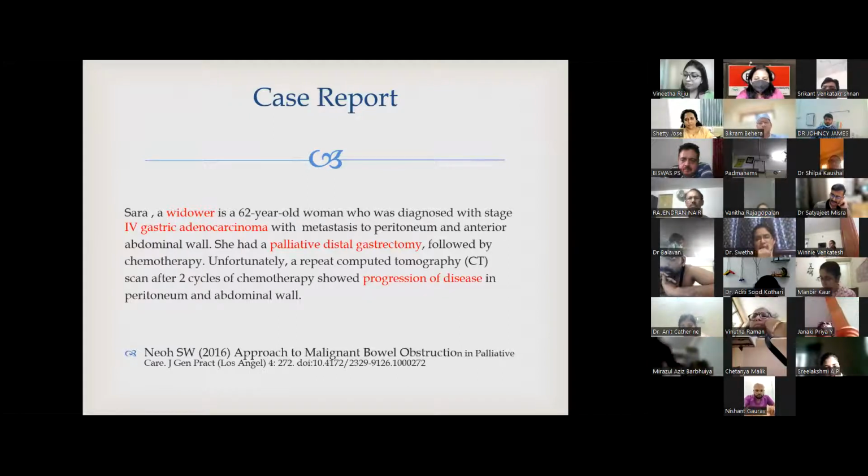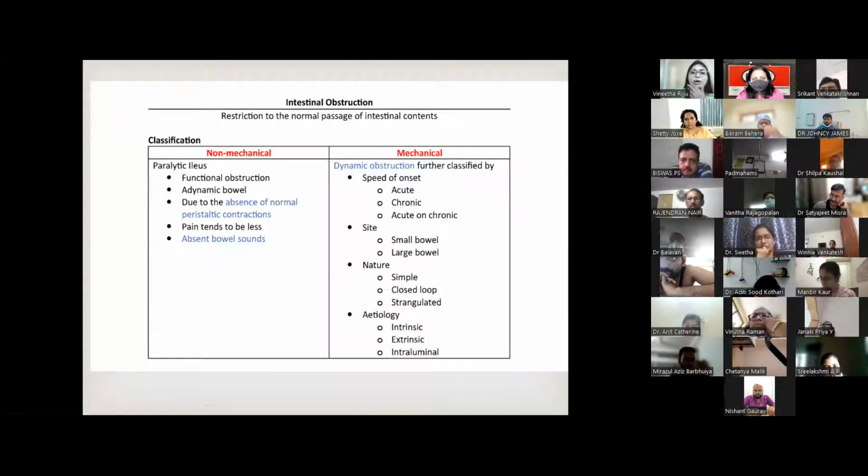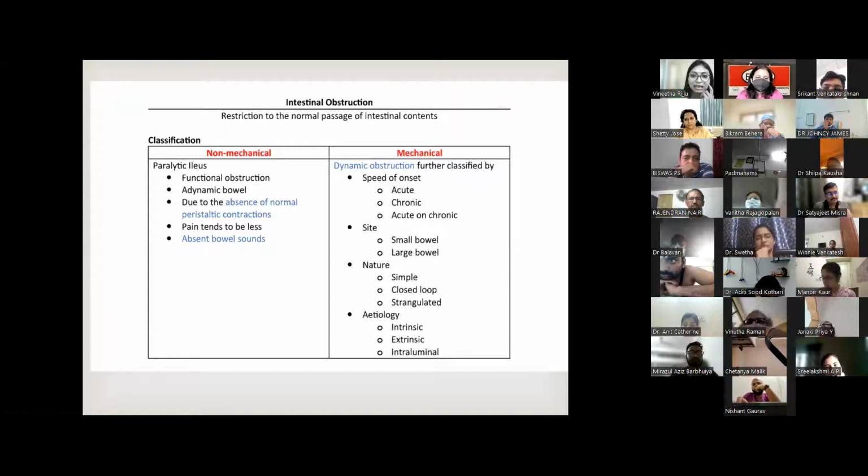So let's get to the classification. Yes, there could be adhesions also. Yes, rightly said. Right, and then Dr. Vineetha also adds in mechanical and functional. Yes, thank you. And a lot of you have answered ileus. Yes, those are the two different types of obstructions based on the site. You have the small intestine and the large intestine, right?